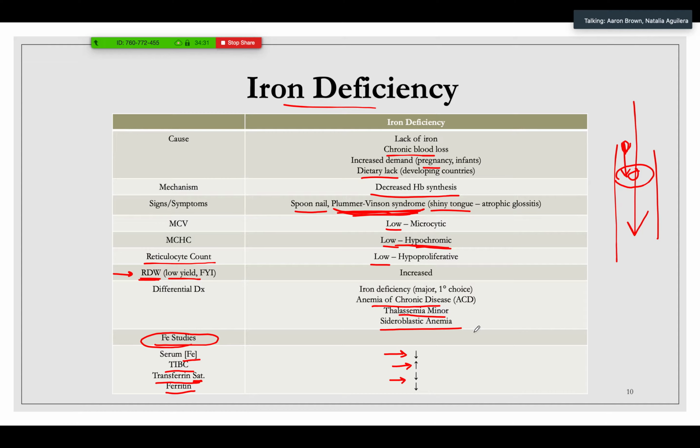That's a great question. So in terms of your TIBC, it doesn't have to do with hemoglobin. What it has to do with is, I'm going to put our normal over here on the left, and I'm going to put our abnormal here on the right. So let's talk about our normal first.